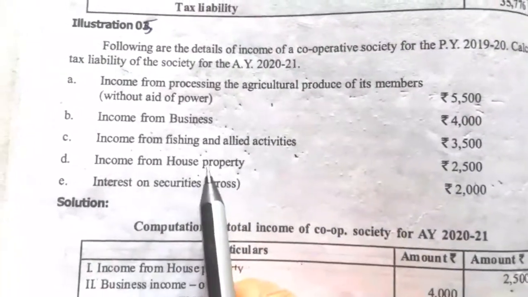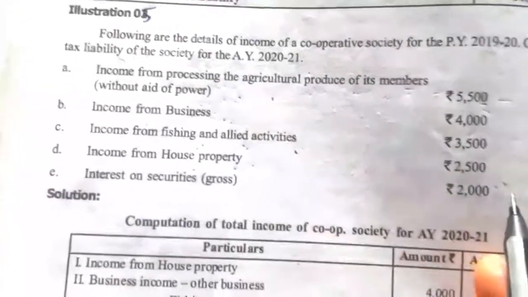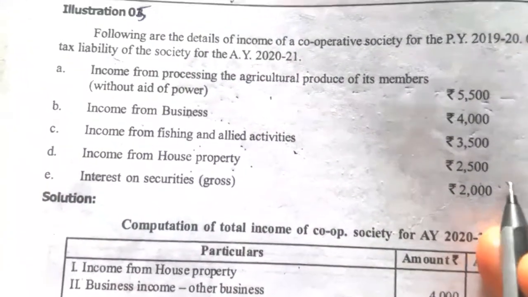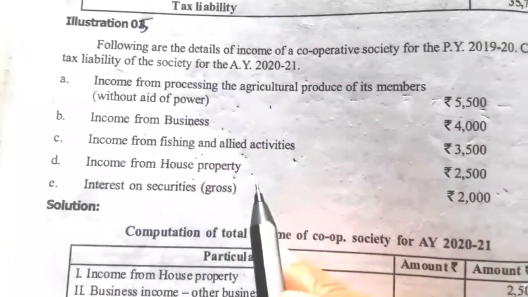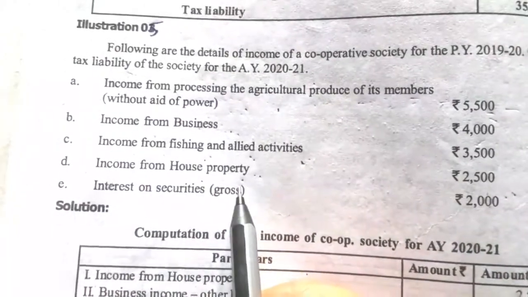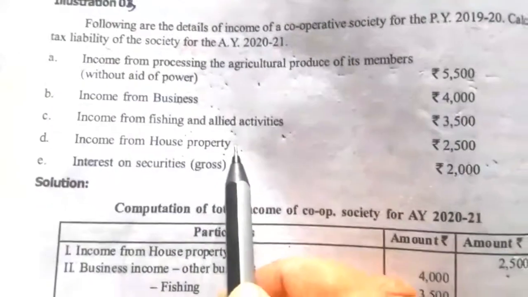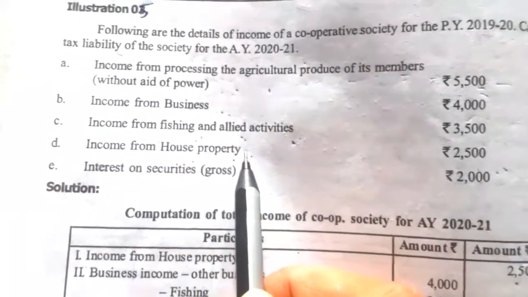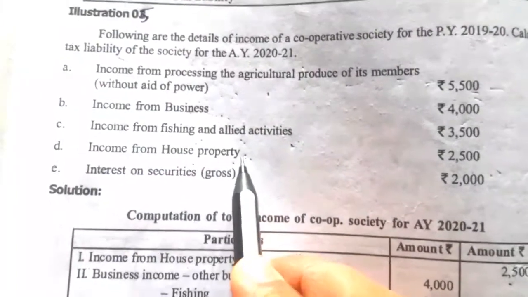So we have to take income from house property under the head Section 22, income from house property 2,500. Again under Section 80P we can claim deduction for the income from house property only if the gross total income of a cooperative society is less than 20,000. Then we can claim deduction for the income from house property.